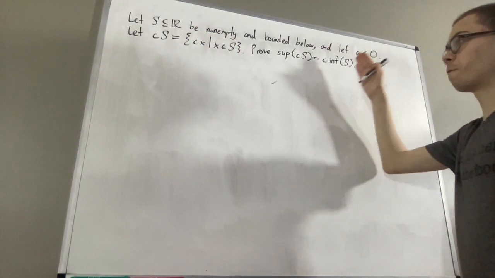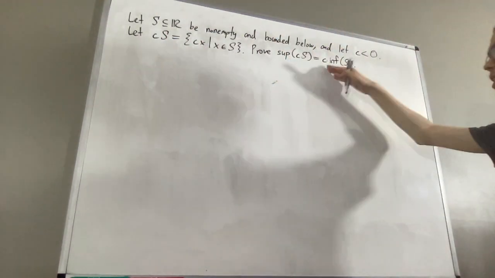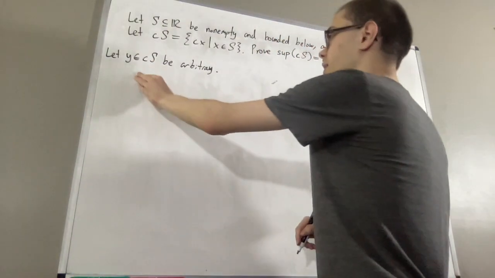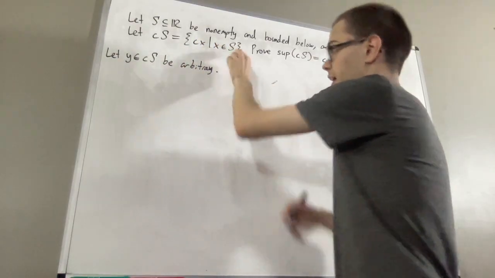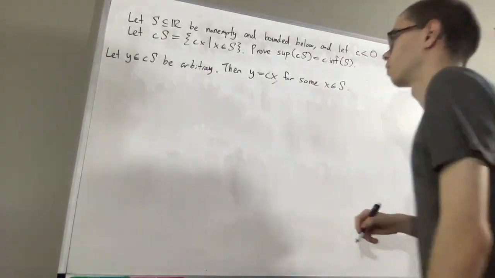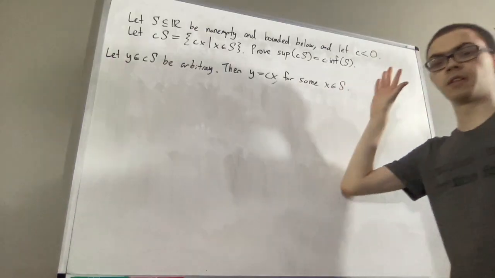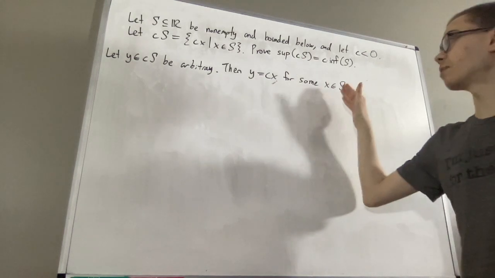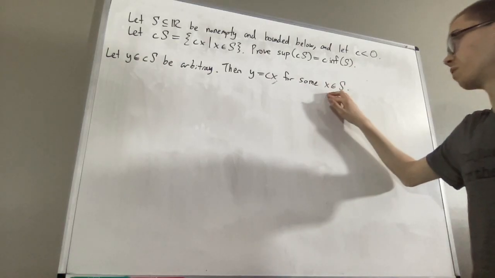So to do that, we want to show for every y in CS, y is less than or equal to C times the infimum of S. So let's let y be an arbitrary element of CS. Well then, y is C times some element in S, so y is equal to Cx for some x in S. Now since x is an element of S, let's go to the definition of the infimum of S. The infimum of S is a lower bound of S, which means every element of S must be greater than or equal to the infimum of S. So in particular, x is greater than or equal to the infimum of S.